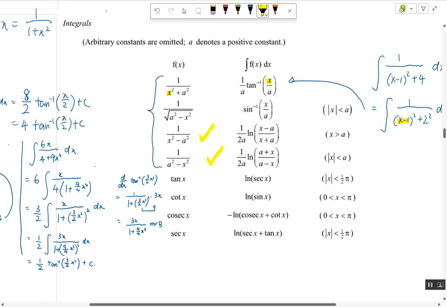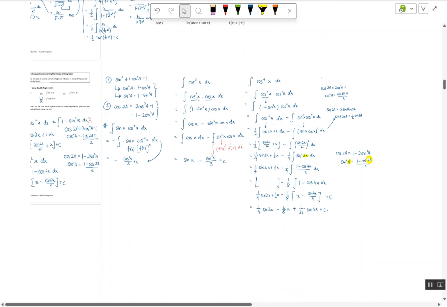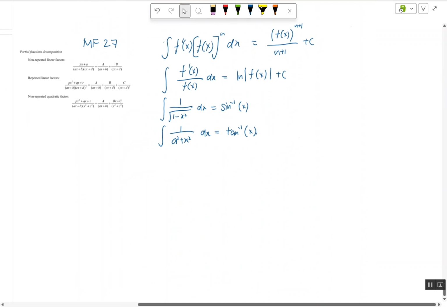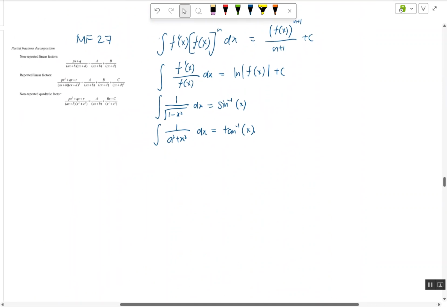But I'm going to talk about this later on, because in order to use this, there are easier ways, and that is where the partial fraction comes in. So there are three cases of partial fraction. Case 1, if it's a linear factor. Case 2, repeated linear. And case 3, quadratic factor.